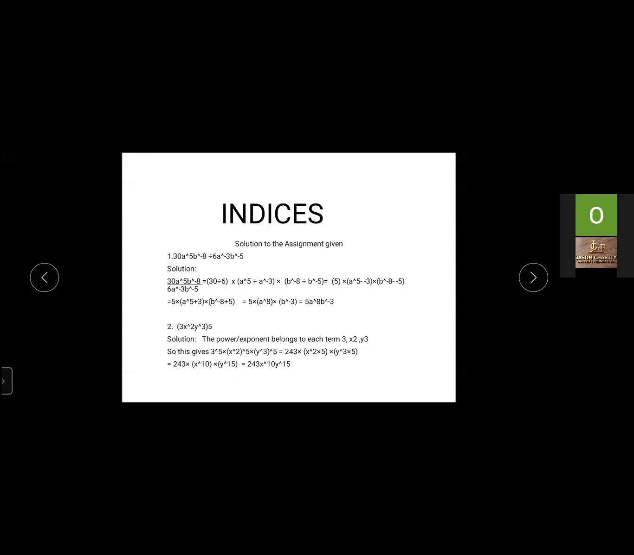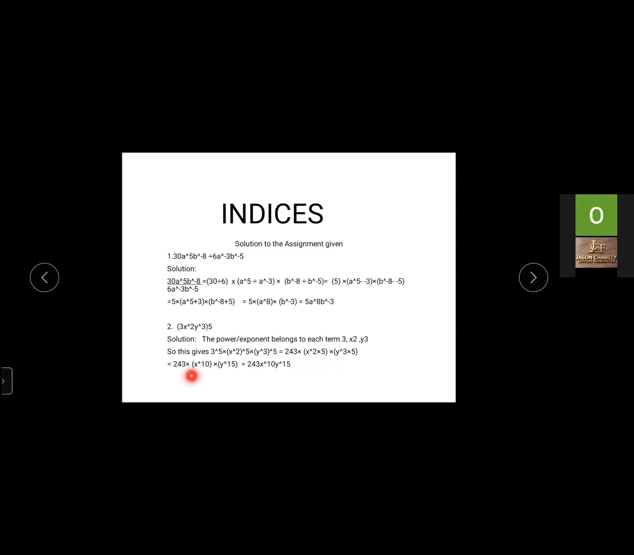When we solve this, 3 raised to power 5 is 3 times 3 times 3 times 3, 3 in 5 places, which gives us 243. 243 times x raised to the power of 2 raised to the power of 5 gives us x raised to the power of 2 times 5, and y raised to the power of 3 raised to the power of 5 gives us y raised to the power of 3 times 5.